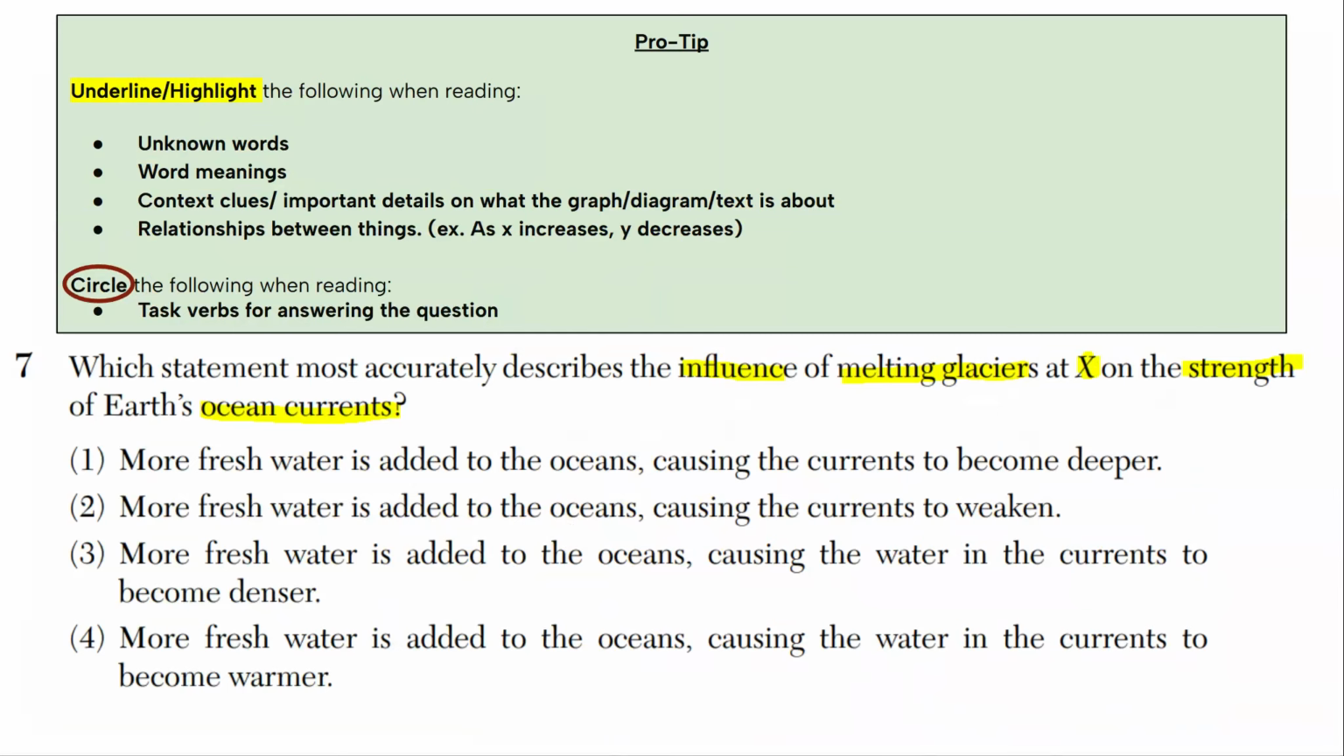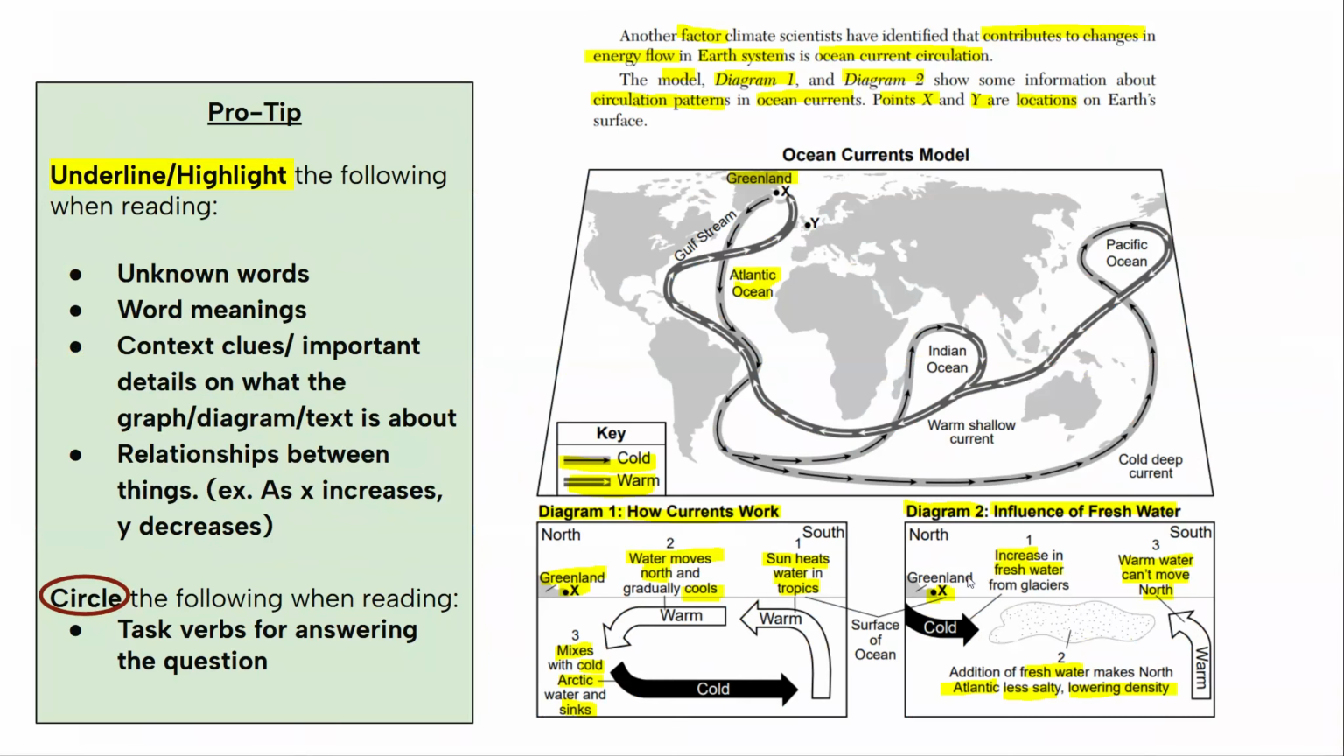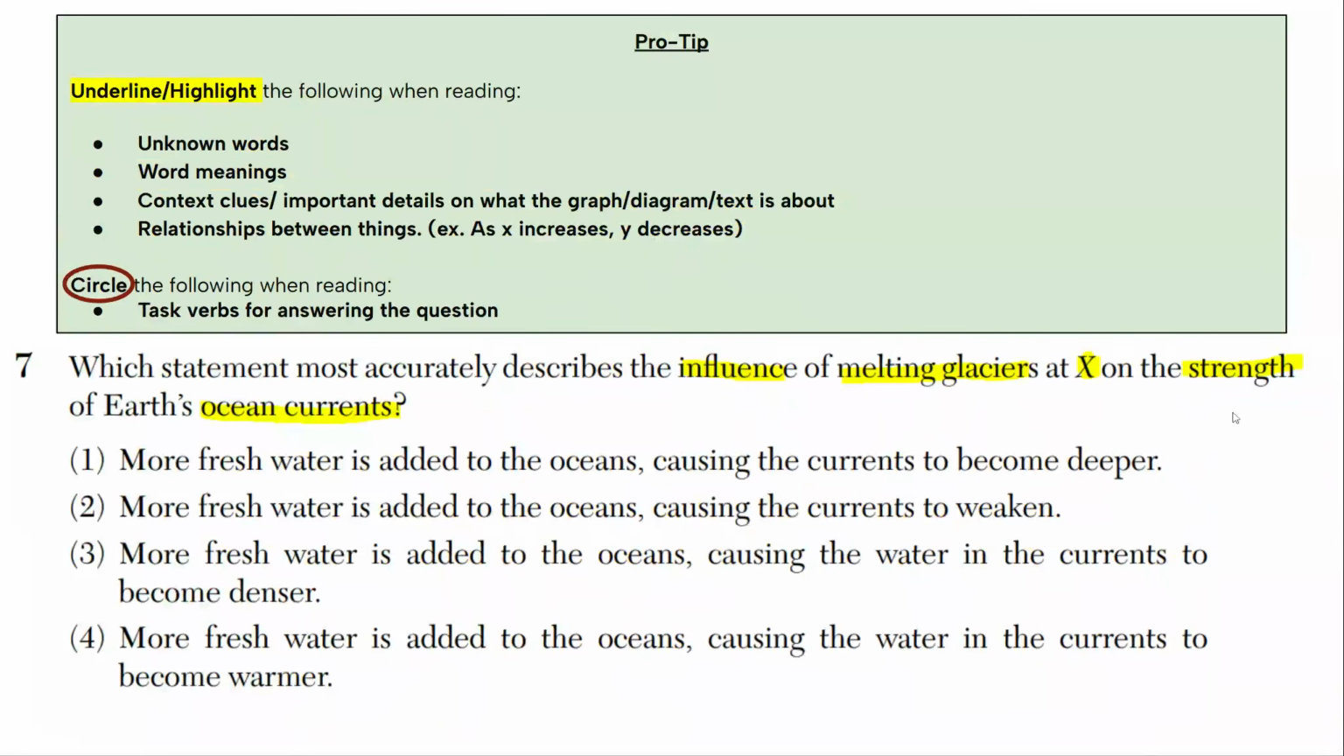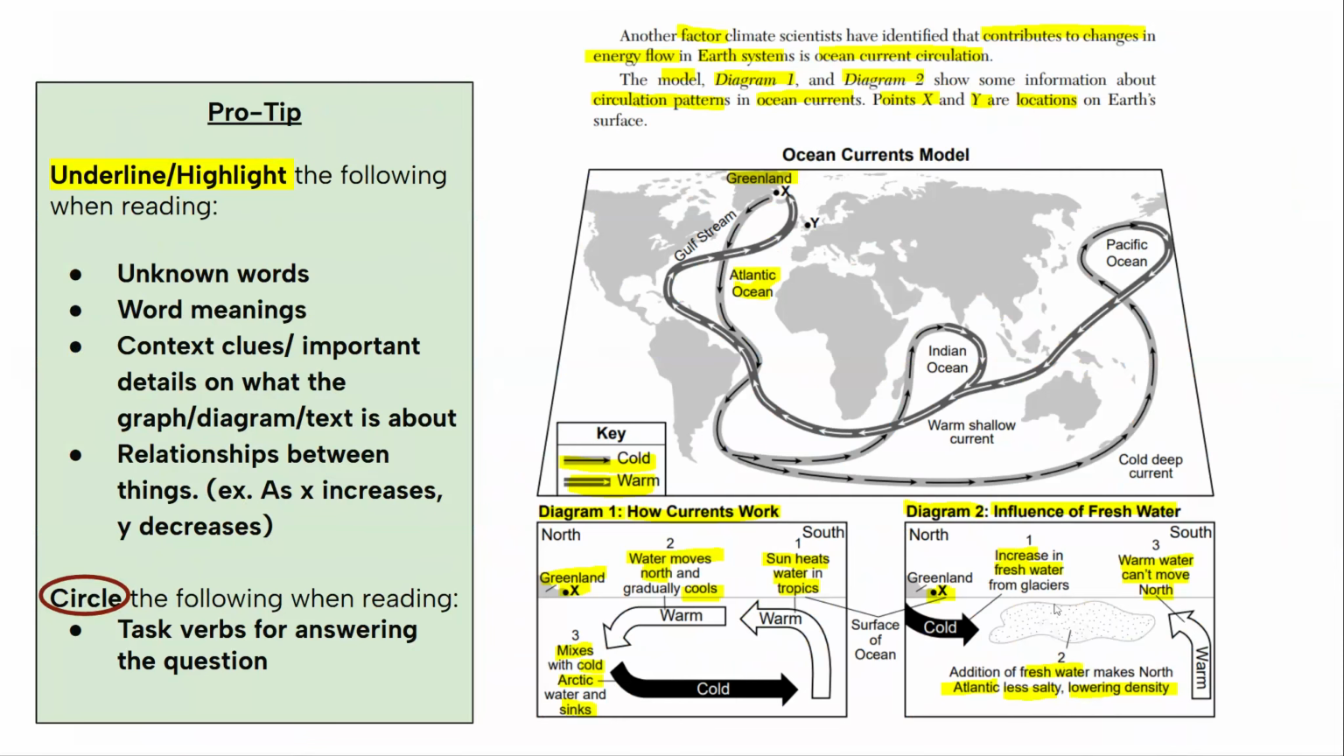So number 7. What statement most accurately describes the influence of melting glaciers at X on the strength of Earth's ocean currents? So it wants the influence of melting glaciers at X, which we've seen before right here. So I'm going to highlight those. And the influence of melting glaciers at X on the strength of Earth's ocean currents. So the question is asking me what the influence of the melting glaciers at X is on how strong these ocean currents are. And from what we're seeing, it's weakening.